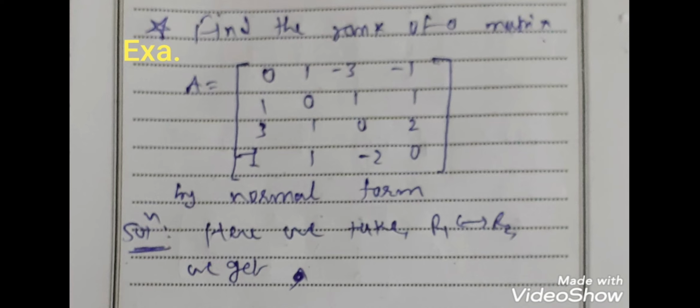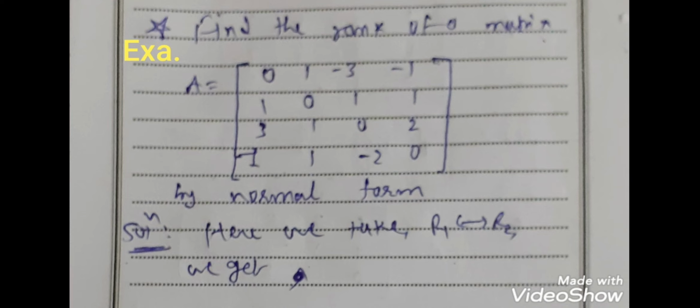Now the first entry of the matrix is 0, not 1, so we have to interchange a row or column. Then we get 1 at the first entry. Here we interchange the first and second column, or otherwise we interchange the first and second row. Then we get the first entry as 1. So here we apply R1 interchange R2.